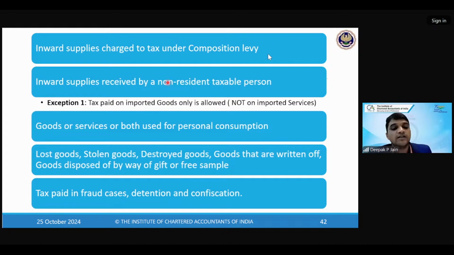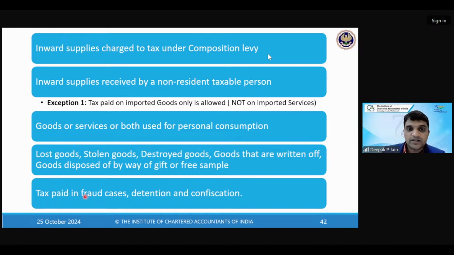Okay. And if you're disposing of some goods by way of gift or free samples, generally we see this in pharmaceutical companies, we give off goods as free samples, right? A doctor gets a lot of free samples from the pharma companies. On all of that, ITC is not available.